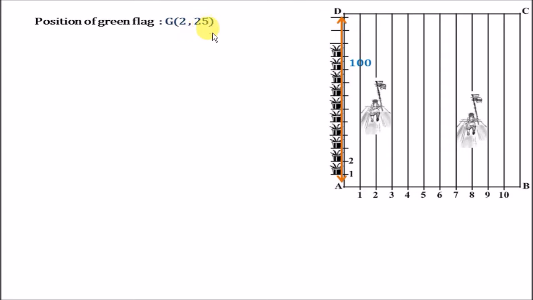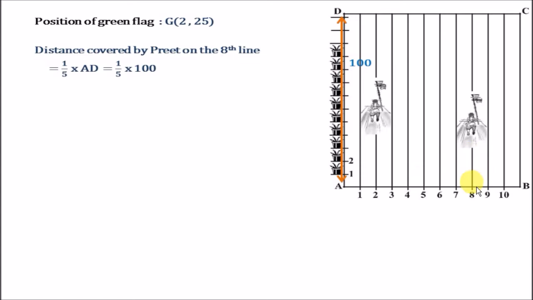Second line, 25 meter. Now Preet is running on the 8th line and she is covering 1/5 the distance of AD. So distance covered by Preet on the 8th line will be equal to 1/5 times AD. 1/5 into 100. 5 ones are 5, 5 20s are 100, equals 20 meter. Preet is posting a red flag. So position of red flag will be R(8, 20). 8th line denoted by 8 and distance of 20 meter. So 20 as the y coordinate.